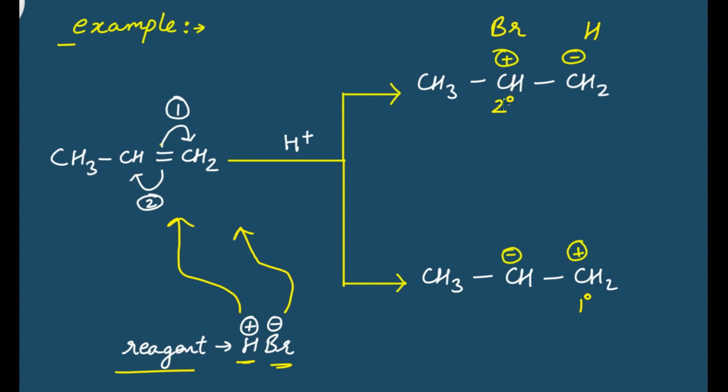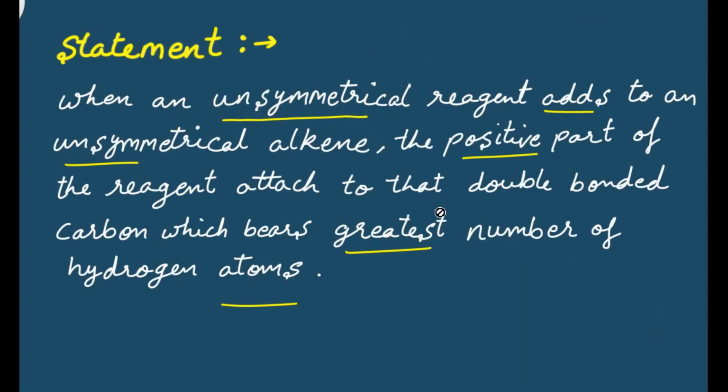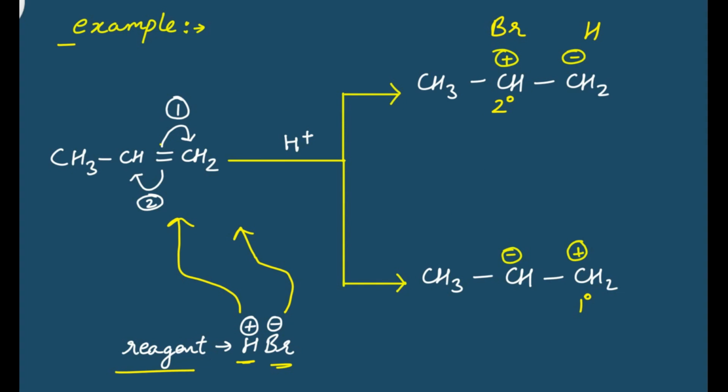Now if you read the statement again, let's go back to the statement. When an unsymmetrical alkene is treated with an unsymmetrical reagent, then the positive part will attach itself to that double bonded carbon which bears the greatest number of hydrogen atoms. Now take a look at which carbon carries the highest number of hydrogen atoms. Now this carbon has 2 hydrogen atoms. This has only 1 hydrogen atom. The positive part, the H plus, is attached to which carbon? The carbon that has the greatest number of hydrogen atoms.